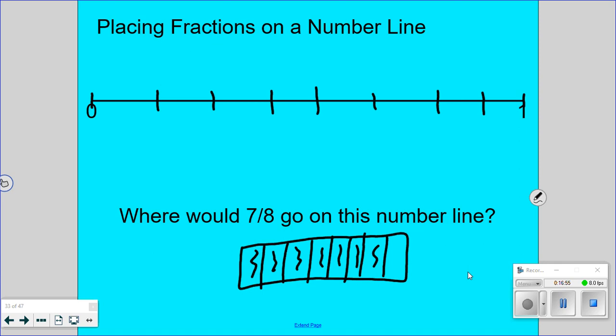Now I'm going to count just to make sure I've got 8 pieces. 1, 2, 3, 4, 5, 6, 7, 8. I've got my 8 pieces. Make sure yours has 8 pieces, Julian. We're partitioning our number line into 8 pieces. Alright, you got your number line partitioned into 8 pieces? Great.